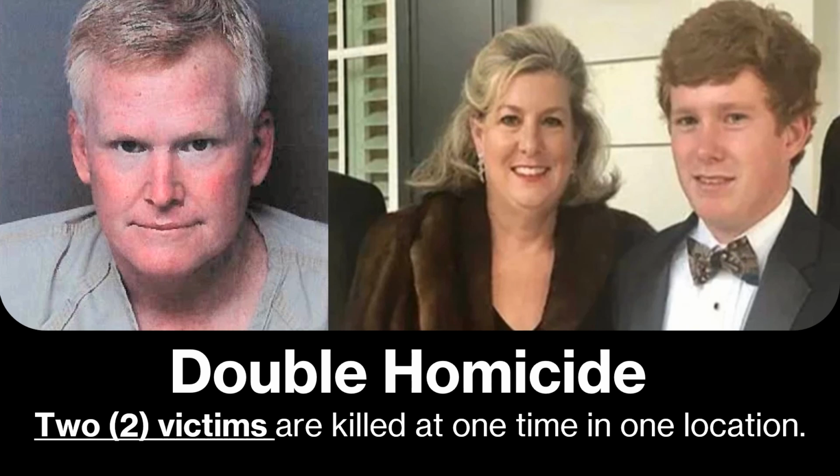A double homicide is two victims killed at one time in one location. This is the Alex Murdaugh mugshot and his victims. I don't know if you pay attention to the news, but Alex Murdaugh was a South Carolina attorney who wound up murdering his wife and one of his sons, probably about 2 or 3 years ago. I think it was really big last year when he was on trial. They made a Netflix documentary and all of that. But essentially, he was swindling money and he killed his wife and his son to take the spotlight away from that money swindling.